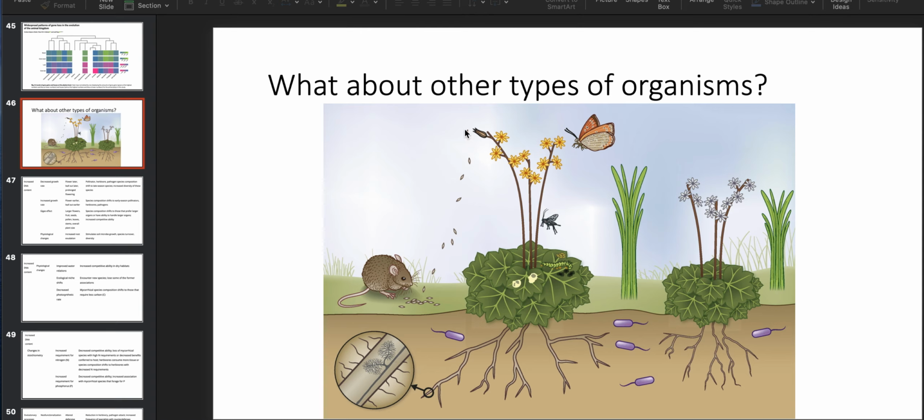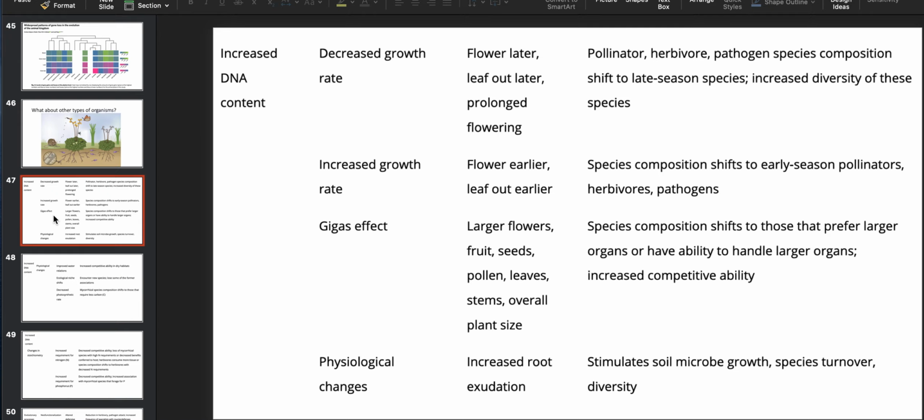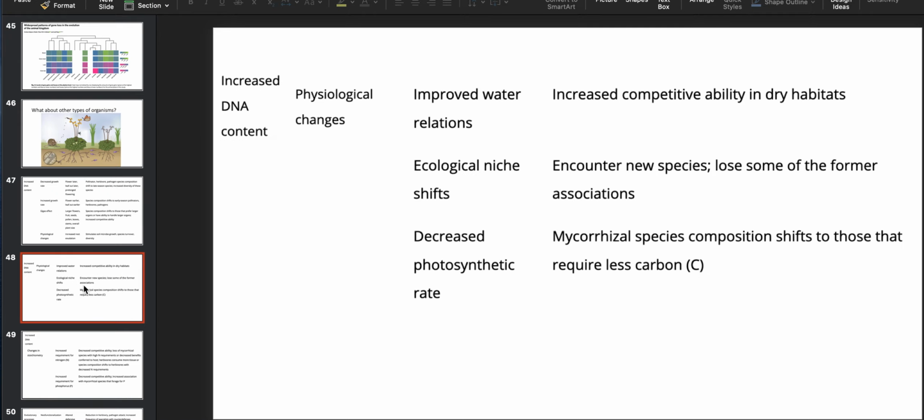Seeds will often be a different size in polyploids, so they could potentially attract different seed dispersers or seed predators. Just a whole host of really cool different changes that can accompany this. And so you're welcome to browse through this table that I copied from Segraves'. It's really very complete. It's a really holistic look at the potential changes that can accompany whole genome duplication events.